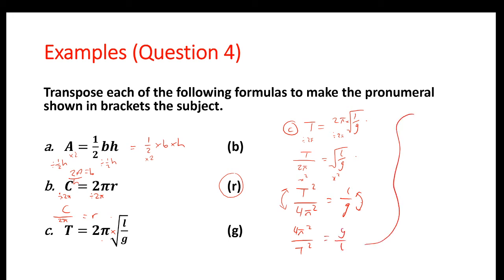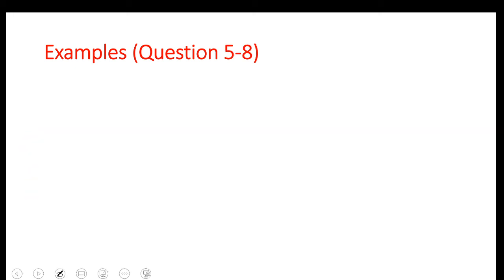Okay, so let's continue that back up here. Now that I've got the G on the top, I can then get rid of the L by timesing both sides by L. So it's going to give me 4 pi squared L over T squared, and that is equal to G. So very tough question, that one. But as I said, that's like an extension type question. You're going to be mainly focusing on these two for today.